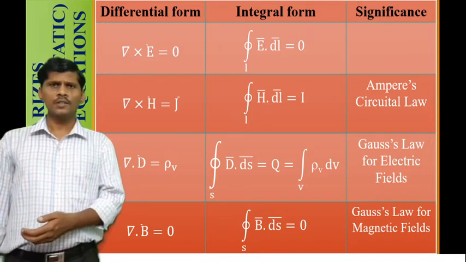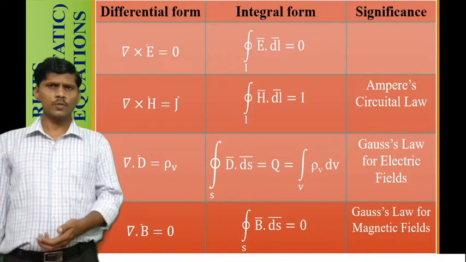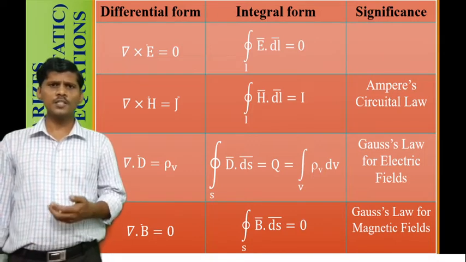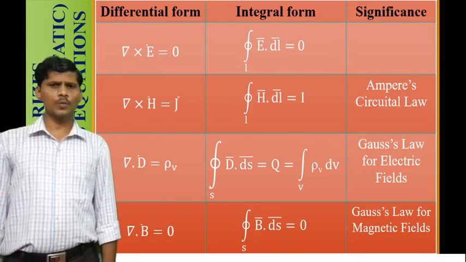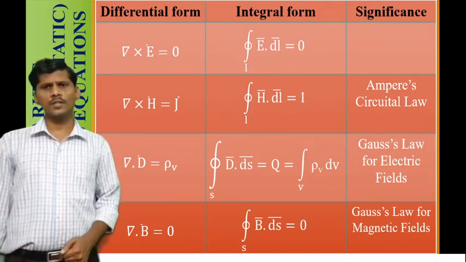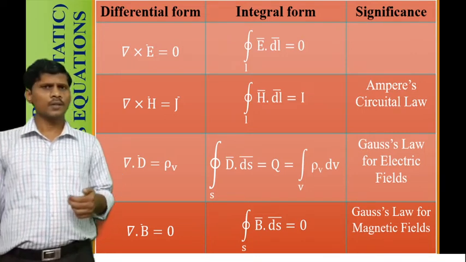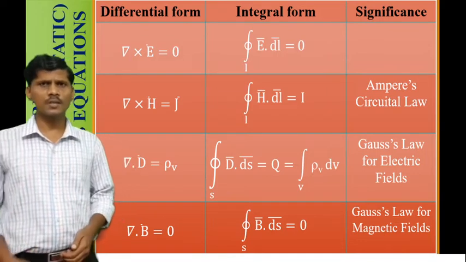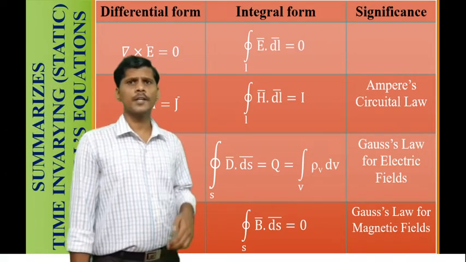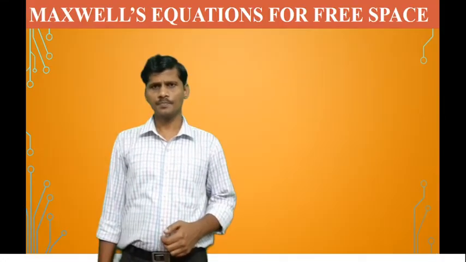Here there is no derivative part, so this equation is the same, and in differential form, del dot D bar is equal to rho v. And the fourth Maxwell equation, closed surface integral of B bar dot ds bar is equal to 0, and in differential form, del dot B bar is equal to 0. So these are the Maxwell's equations for time invariant or static fields.